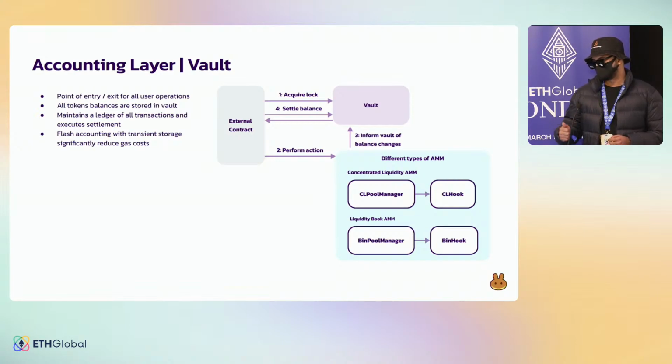Then further, the pool manager executes those actions and then informs the vault of any balance changes and the net settlement amounts of the currency. And then at last, the vault settles it back with the caller in total, right? So this is how broadly the vault works and maintains the ledger of all the transactions. And now the gas savings come with the flash accounting implementation, which we'll discuss later on in detail.